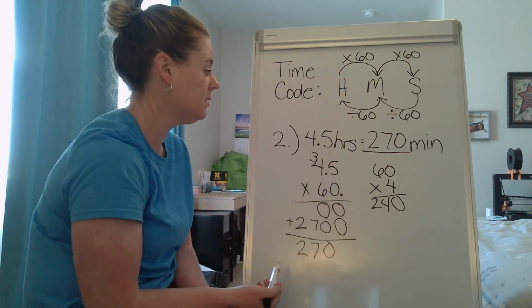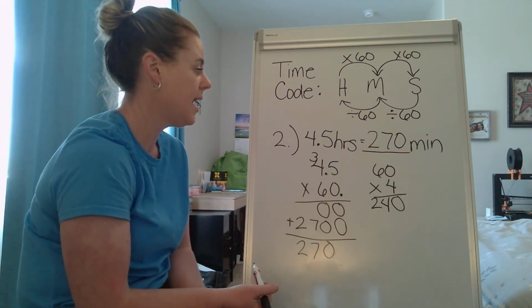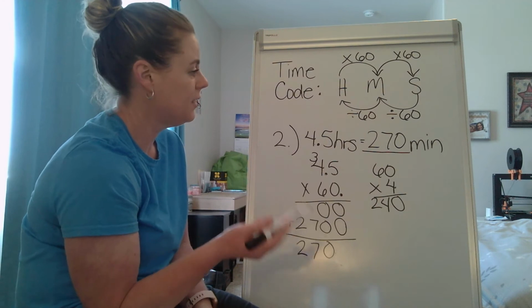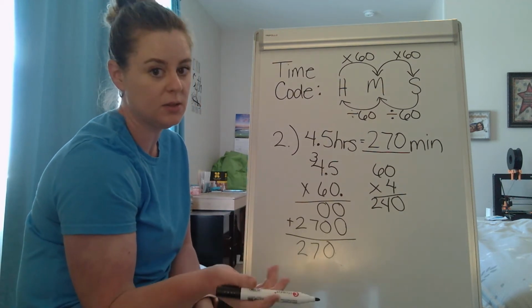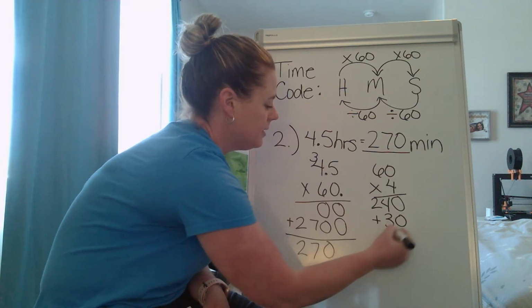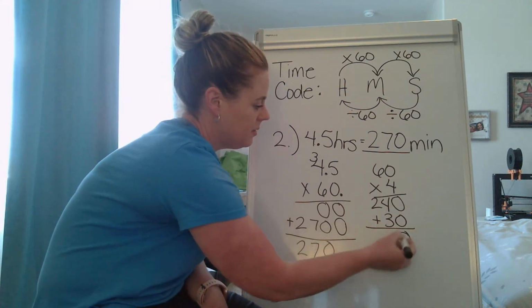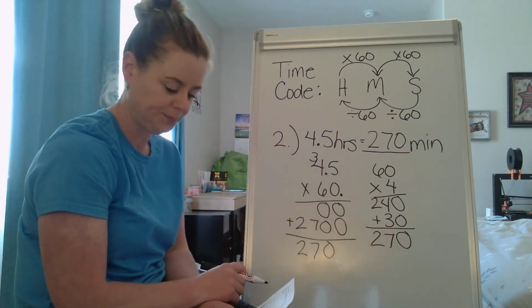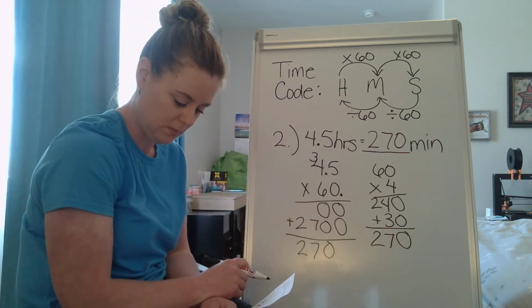Okay, well, what's one half of an hour? A half an hour is 30 minutes, right? 30 minutes. So then you would just add 30 minutes to this. This one actually might be a little less confusing for some of you. Okay?